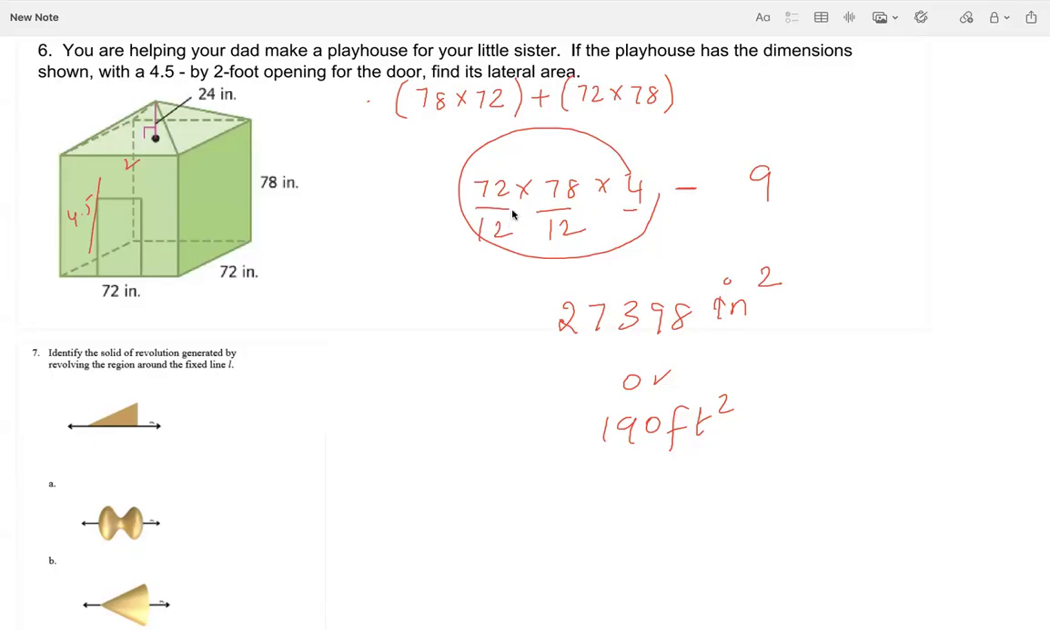Harshita, see, 72 times 78 times 4, and then you're going to subtract 4.5 by 2, which is 9. Subtract the 9. Let me check, guys. 72 times 78 times 4 divided by 144, so that minus 9. That doesn't seem right at all. Why? If the playhouse has a dimension shown with a 4.5 by 2 foot opening at the door, find its lateral surface area.